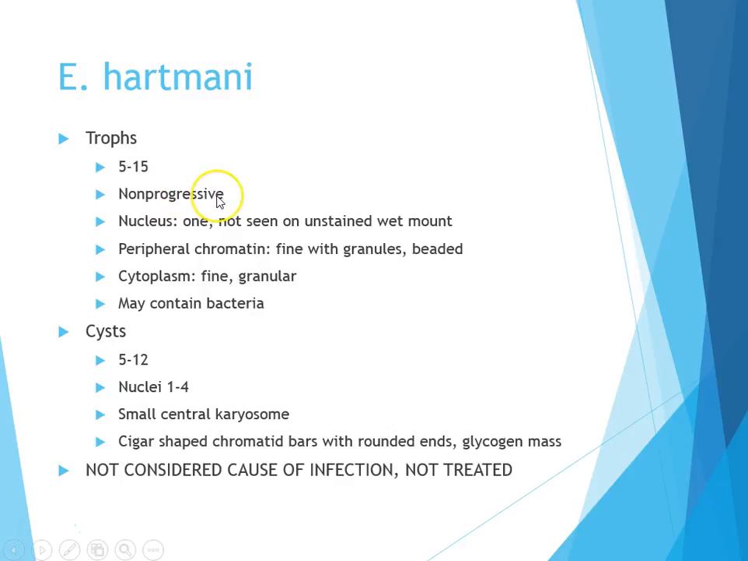The motility is non-progressive, so it may be moving, but it's not going anywhere. It's not traveling to a different place. The nucleus, there's usually one. It's not seen on an unstained wet mount. It has fine peripheral chromatin in the nucleus with a beaded appearance. The cytoplasm is fine and granular, and it may have bacteria in it, but it does not have red cells.